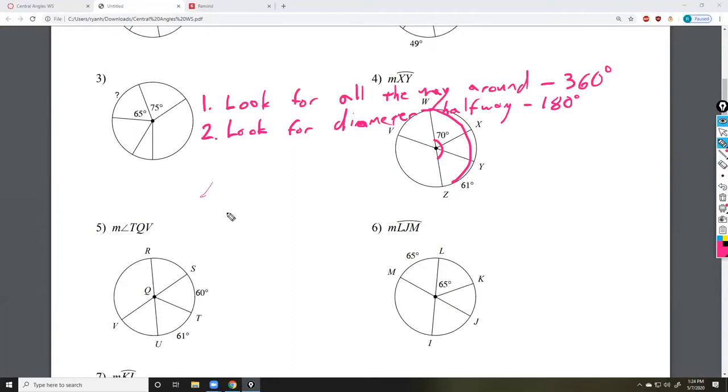Most of your equations are either going to be revolving around using a diameter and adding those measurements up to 180, or you're going to use the fact that all the way around the circle is 360 degrees, and so add up all the measurements you're looking for, they should add to 360. Now, there are some that are different than that, and we'll get to them, but that's the basic idea of a lot of them. So those are the two things that you should be looking for on these problems. All the way around the circle is 360, and then halfway around is 180.